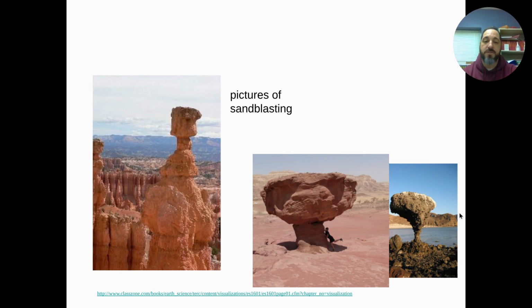So here's some pictures of sandblasting. You can see the bottoms of these are much smaller than the top because it takes a lot less energy to move the sand a little bit off the surface of the Earth compared to really high. So way more sand and way heavier sand is going to hit the bottoms of these, causing more and more erosion. Now, as this continues, eventually the top is going to become much too heavy and the top is going to topple over.